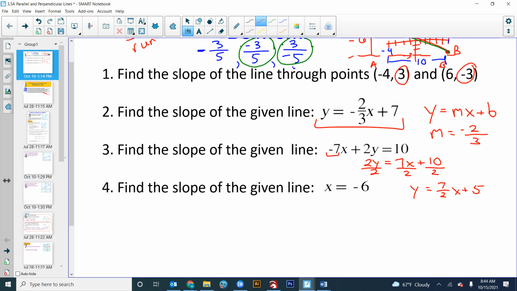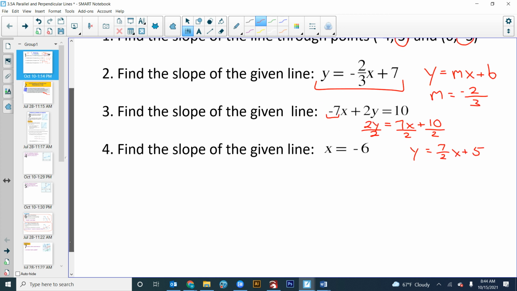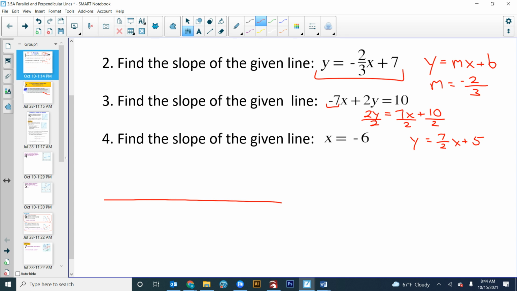And what's the slope of the line x equals negative 6? Well, what does x equals negative 6 look like? What does it look like? Vertical line at negative 6.